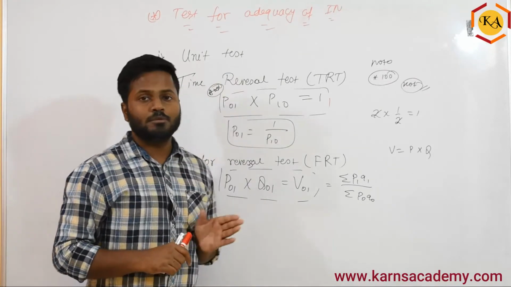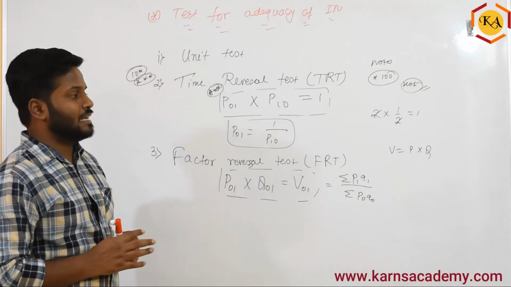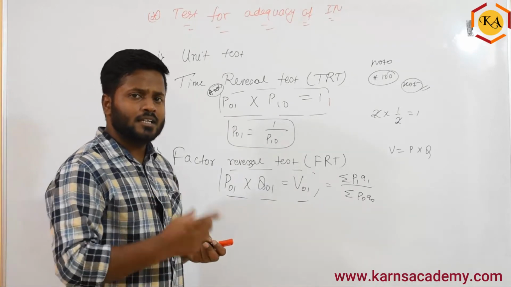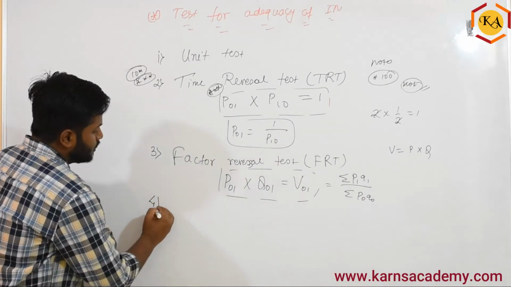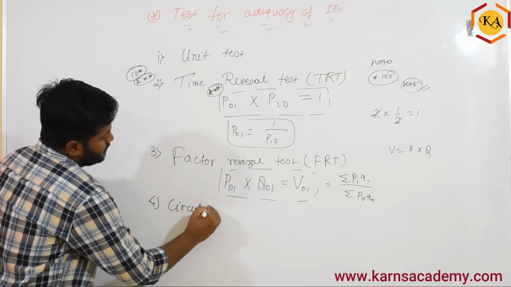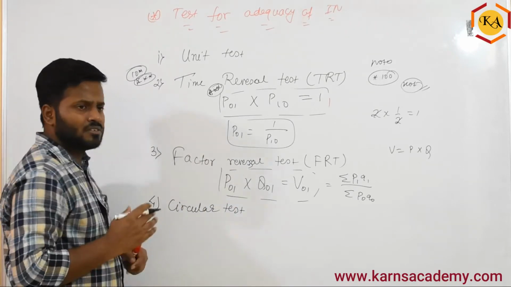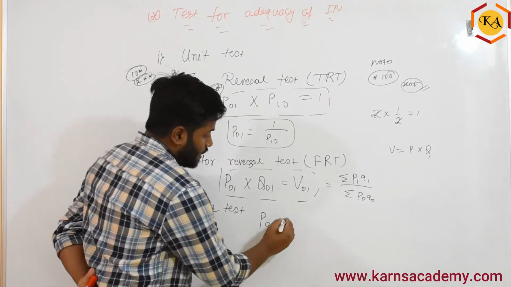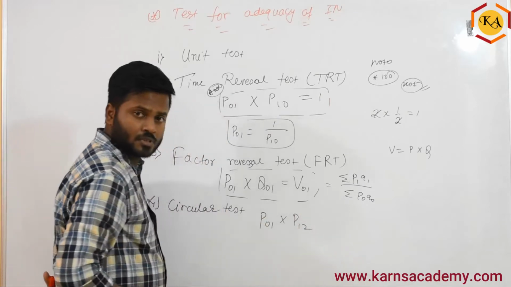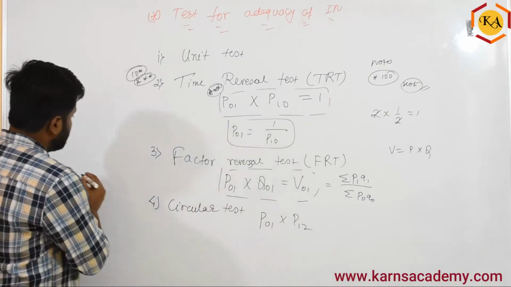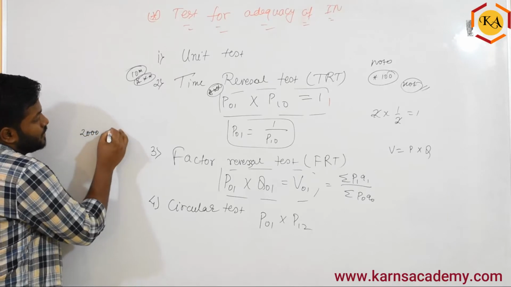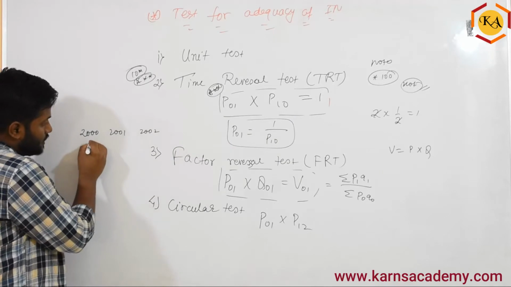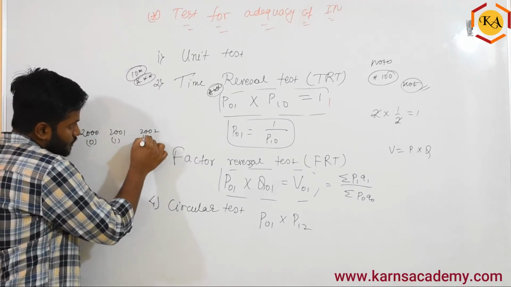So there are three types of tests: unit, factor and time reversal test. We have one more, a fourth one, but we are not going into that detail. We call it the circular test. It is very simple. We have to circulate. For example, P01 into P12 into P20. Let's take 2000 data, 2001 data and 2002 data. So this is 0, this is 1, and this is 2.